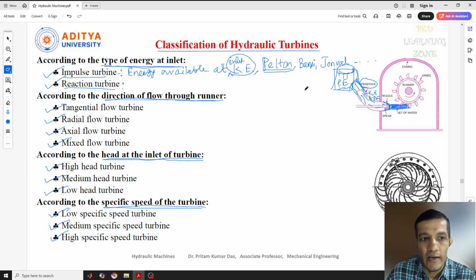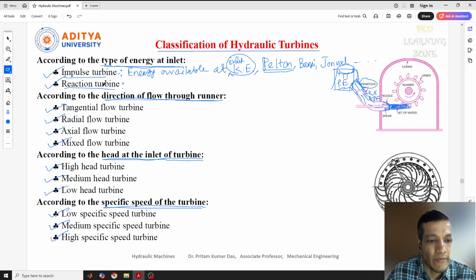In the impulse turbine also, you can see the water flowing over the vanes, and the pressure will be atmospheric from the inlet to the outlet. This is the inlet condition, and at the outlet of the turbine, atmospheric pressure will act on this. We'll discuss that when we discuss the Pelton wheel.